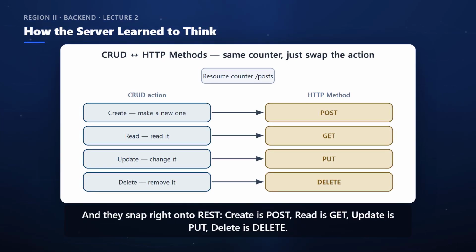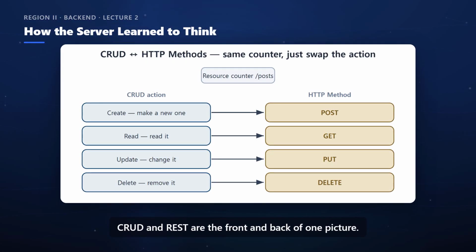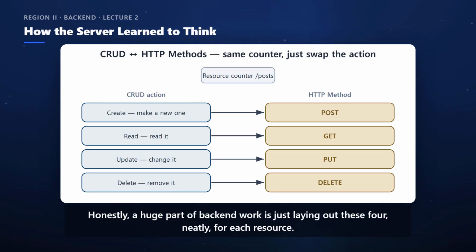And they snap right onto REST, create is post, read is get, update is put, delete is delete. Same counter, swap the verb. CRUD and REST are the front and back of one picture. Honestly, a huge part of backend work is just laying out these 4, neatly, for each resource.